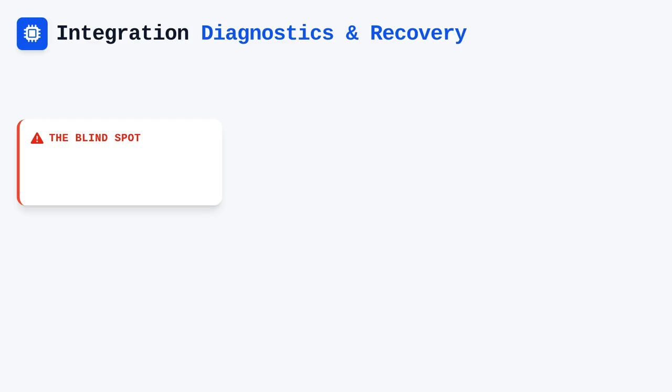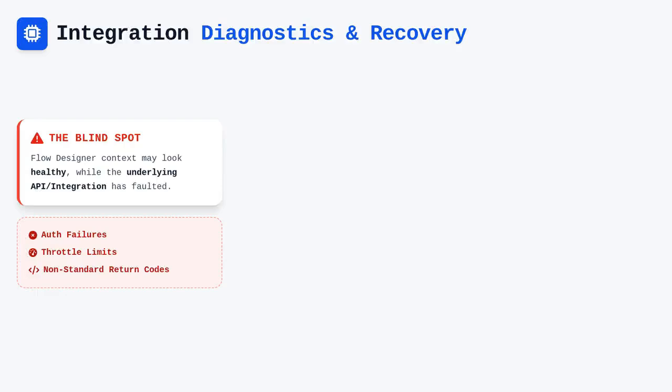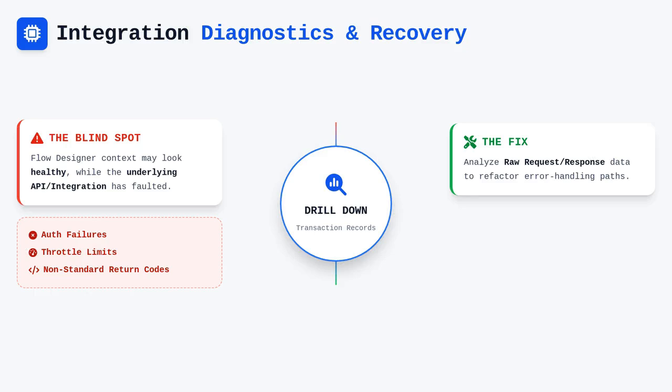Integration transaction histories and error snapshots provide the necessary context to resolve failures that reside outside the flow designer itself. When an automation relies on an API call or a business rule integration, the vulnerability response context may appear fine, while the underlying interaction has faulted due to authentication issues or throttle limits. We must drill down into the transaction record associated with the specific execution to see the raw request and response data. If the response contains a non-standard return code, the flow may not have a defined transition to handle that specific scenario, leading to a jammed state.